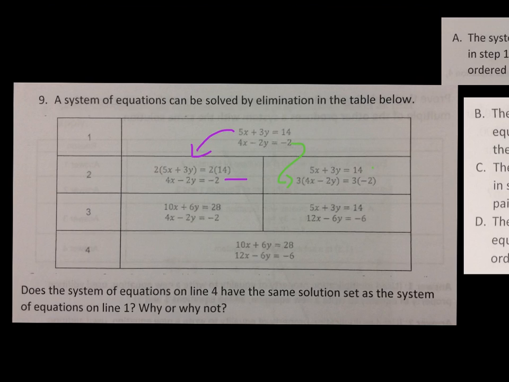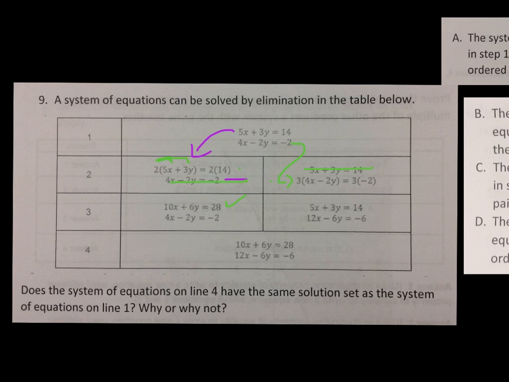So technically, if I eliminate those, I still have my top one and bottom one. Now, notice they multiplied 2 times 5 is 10x, 2 times 3 is 6y, and then 2 times 14 is 28. So they're okay with that.